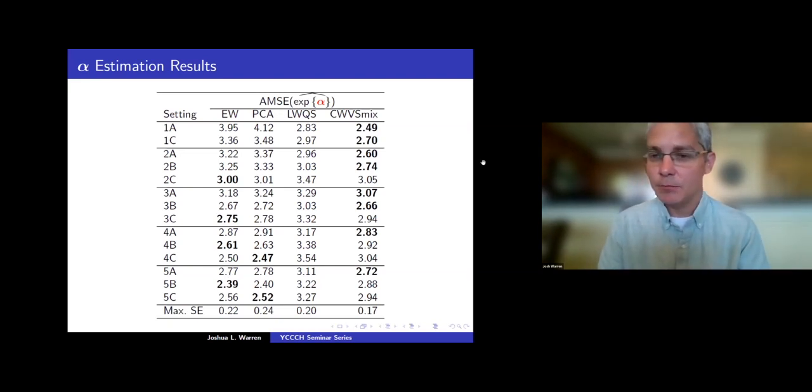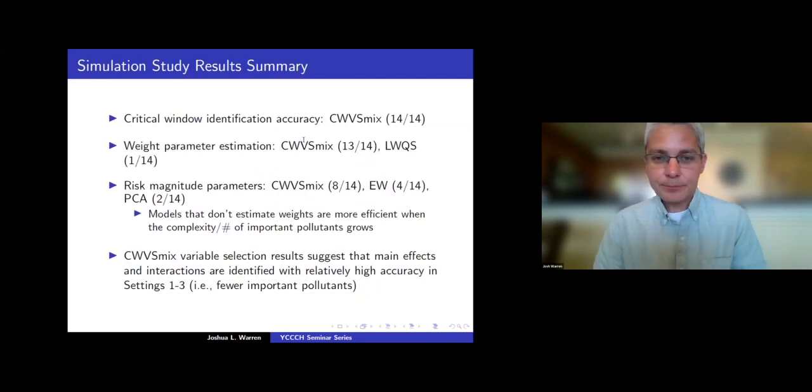But generally, we're still doing well, and specifically in comparison to the lag-weighted quantile sum regression. That's really important, because at the time this was the main method out there that aimed to do the same thing we were doing. So in summary, with the simulation study, we did really well in terms of critical window accuracy, weight parameter estimation, and even in the risk magnitude parameter estimation. Models that don't actually estimate weights are more efficient when the complexity, or the number of important pollutants, grows.